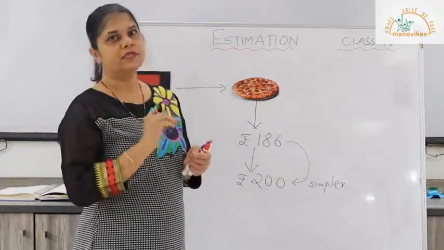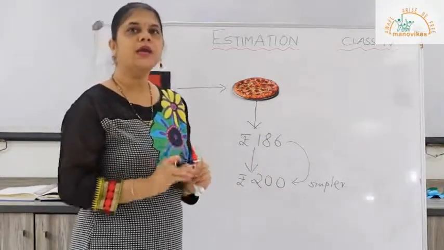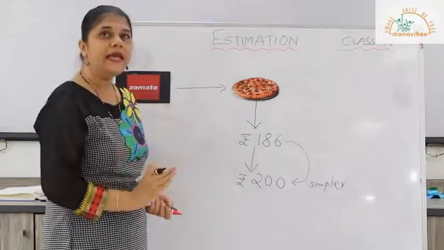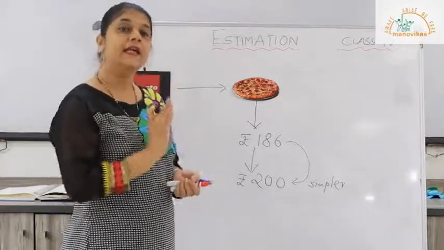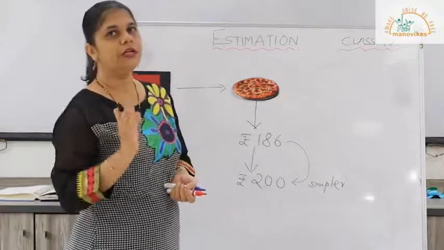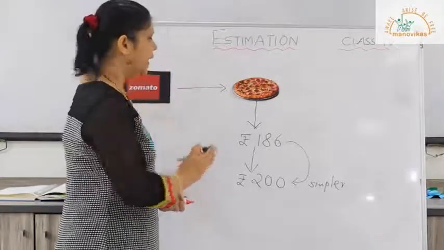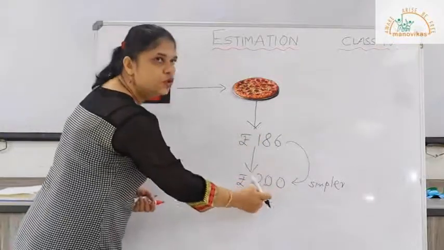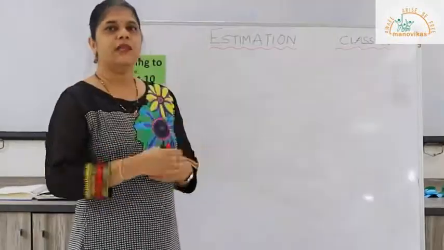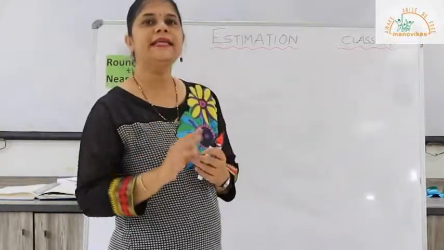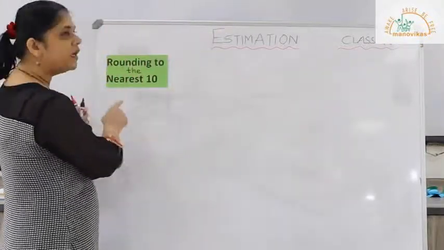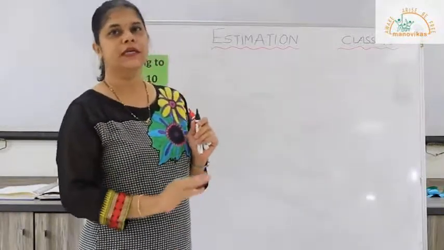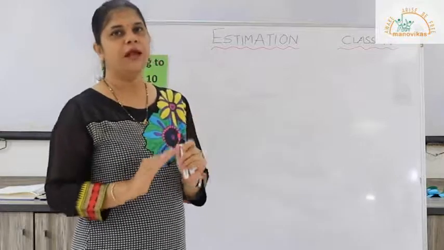With this example, you must have understood what rounding up of numbers means. Rounding up of numbers means making the number simple yet keeping its value close to its original value. I have rounded up 186 to its closest value, 200. Is it clear? Now rounding off numbers can be done in three different ways: rounding to the nearest 10, rounding to the nearest 100 and rounding to the nearest 1000. We will see this one by one.